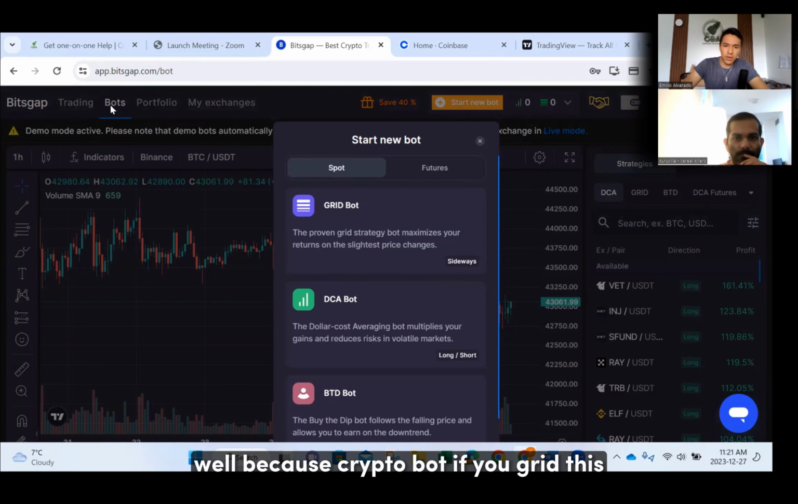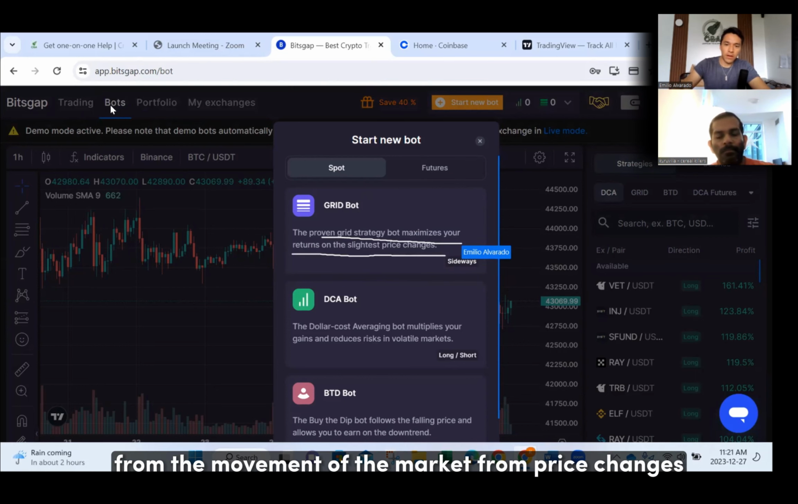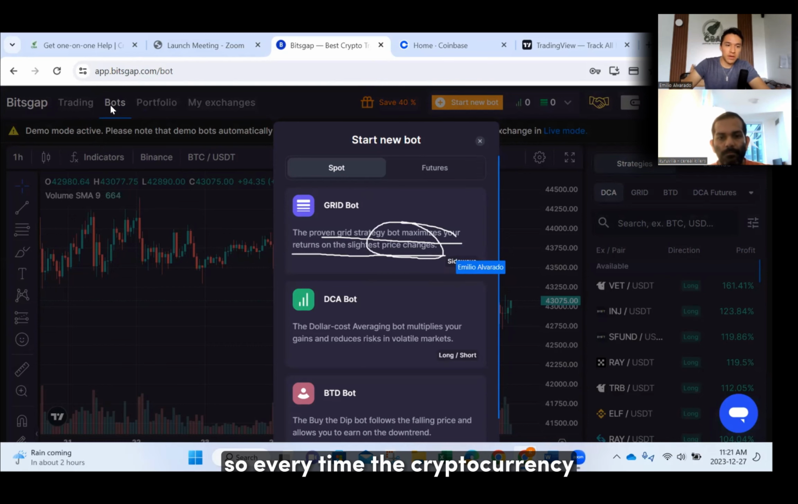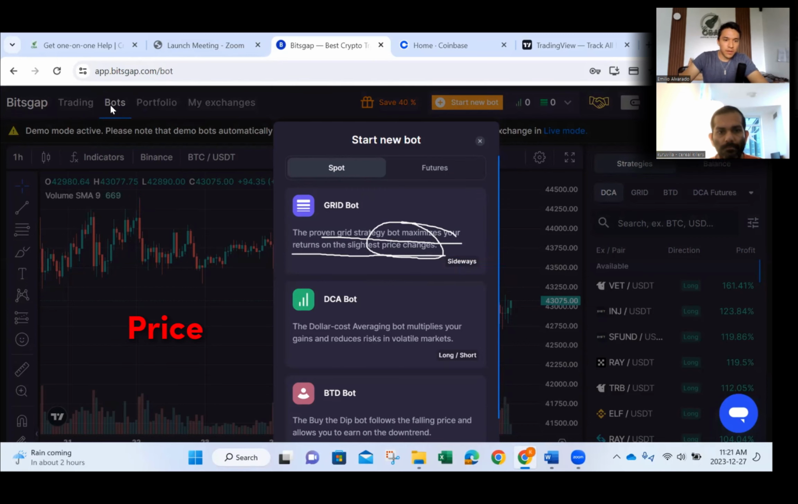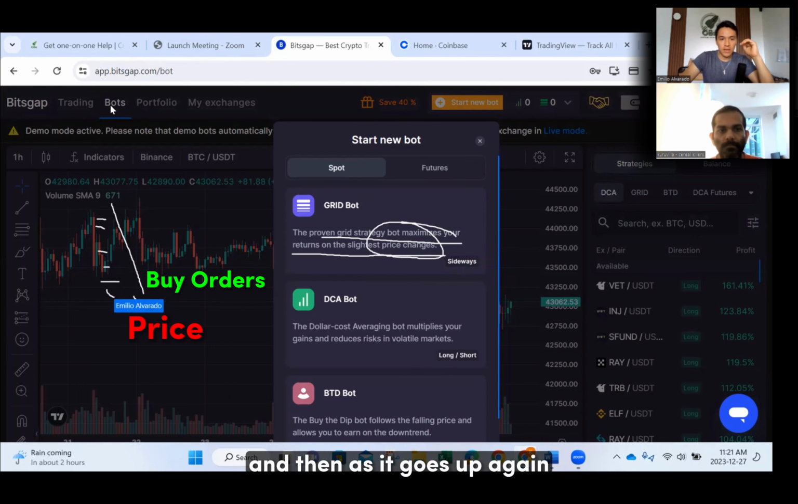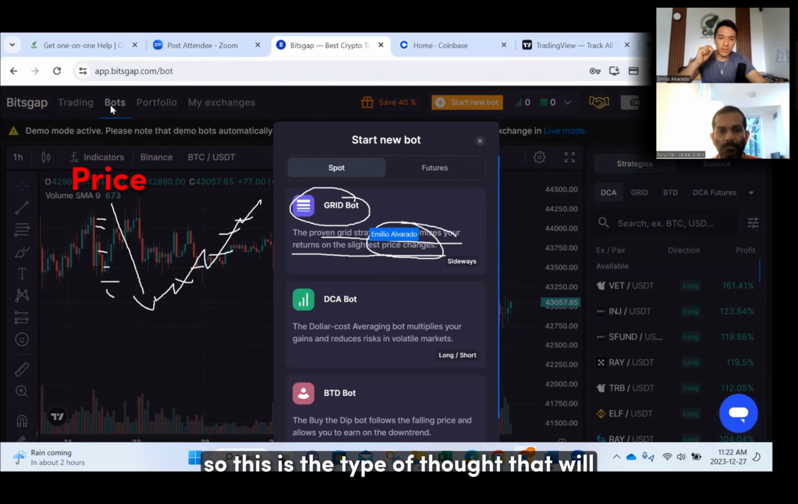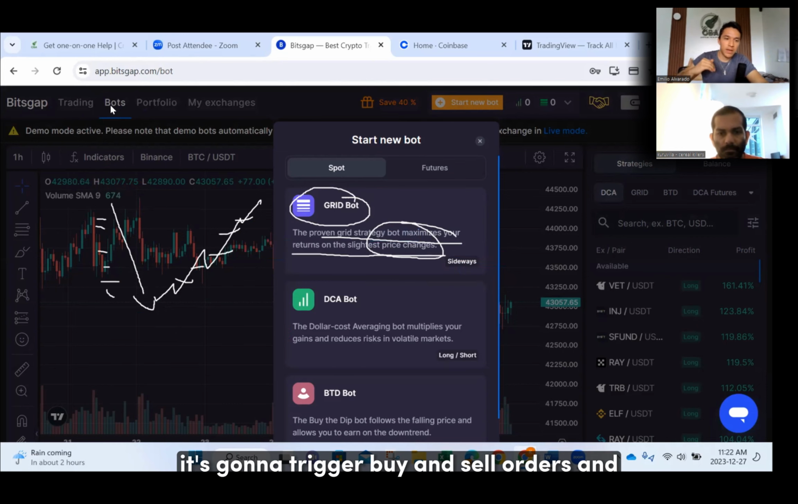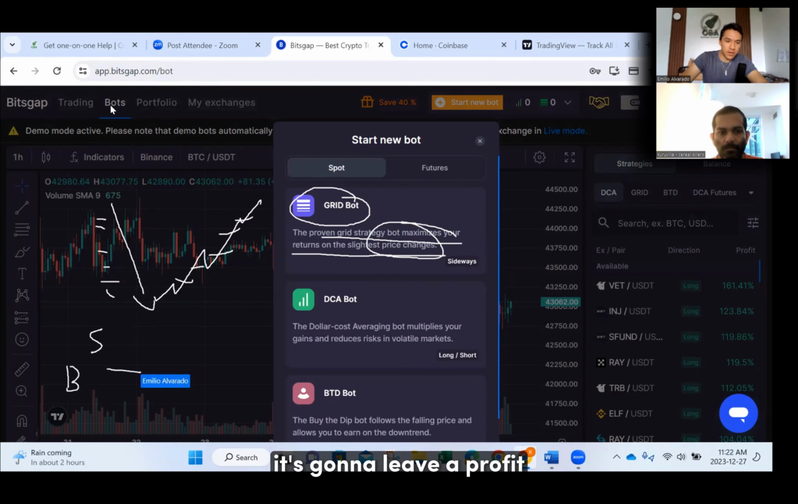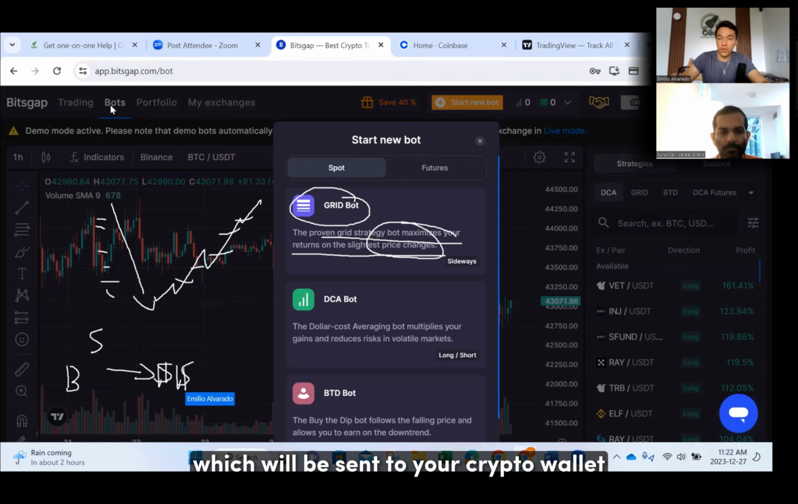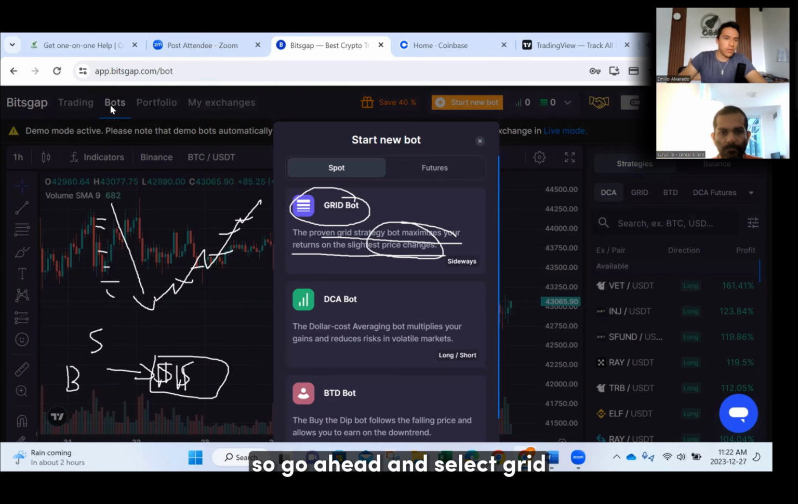Well, because Gridbot, if you read this, is going to be the one that will profit from the movement of the market, from price changes. So every time the cryptocurrency, for example, goes down on price, it's gonna trigger buy orders, and then as it goes up again, it's gonna trigger sell orders. So this is the type of bot that will do that work for you. It's gonna trigger buy and sell orders, and between the buy and the sell, it's gonna leave a profit which will be sent to your crypto wallet, which we are also gonna talk later to figure out which one is the best. So go ahead and select Grid.